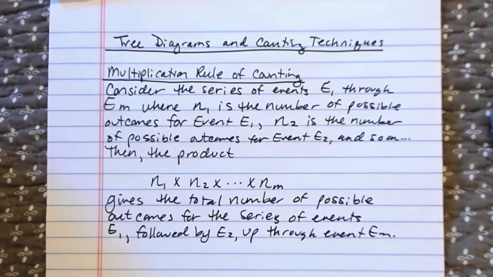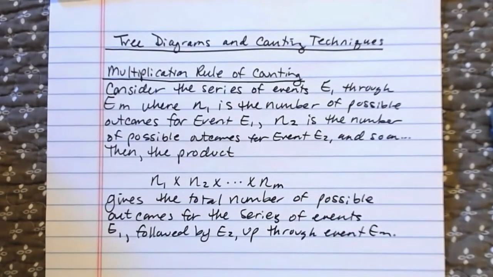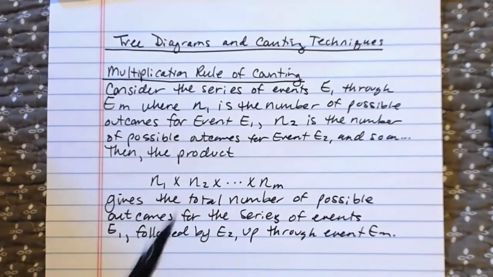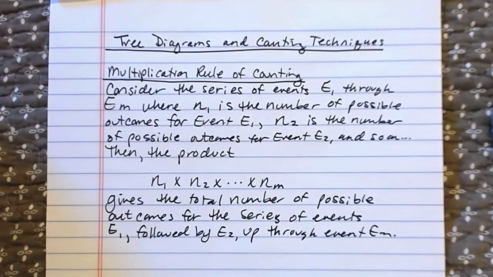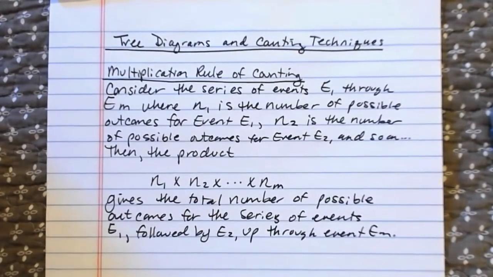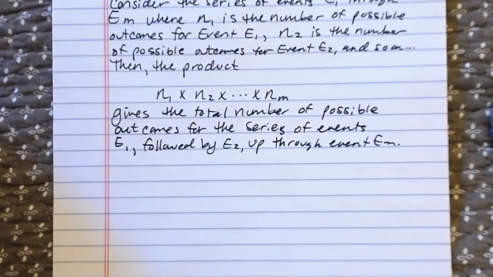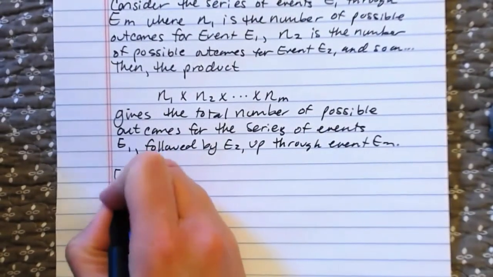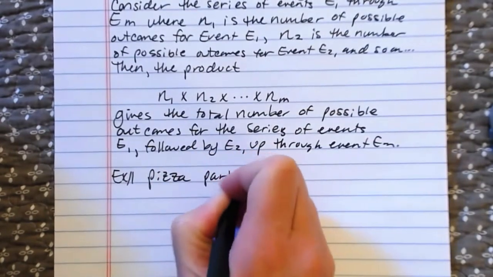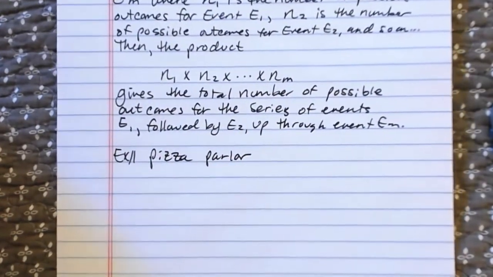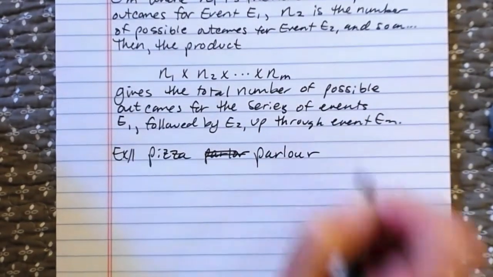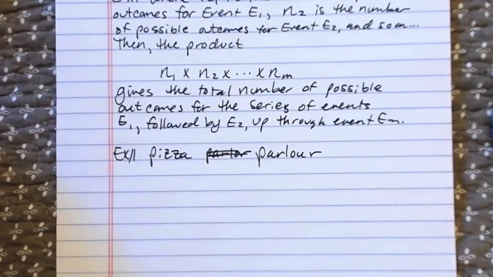Okay, that's what the multiplication rule of counting says. Now, this is one of those times in mathematics where we have this description of something that's actually a lot more complicated than what the computation would suggest. So I'll give you an example of how to apply this that hopefully will make it a little bit more straightforward. Let's imagine that we own a pizza parlor. Actually, let's make it fancy. P-A-R-L-O-U-R, parlor. Okay, pizza parlor.